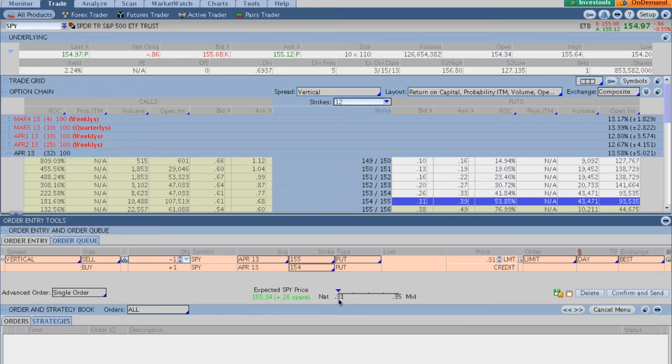If you were to put that order in at 31 cents and fill immediately at the nat price, then you would be theoretically giving up 4 cents of potential in this entry, because if you were to work it at that mid, it possibly could fill and you would have 0 slippage.